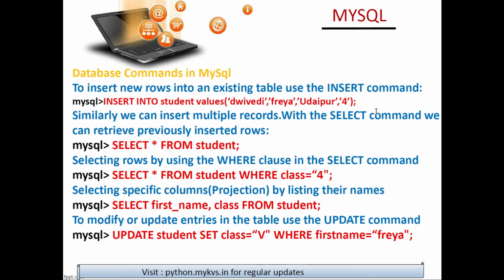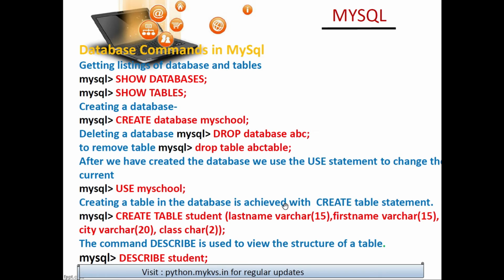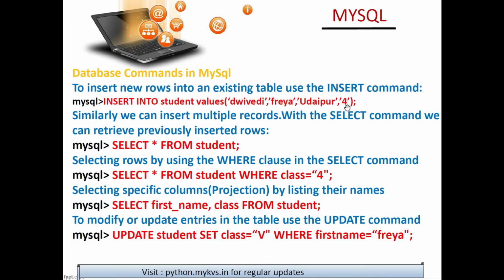Why is it given in single quotes? Because you have taken the data type as either varchar or char. Okay, so what is happening? Whenever you are storing string data, you have to give it in single quotes. That is why it has been taken in single quotes. Even though 4 is a number, here it is being considered as a character. That's why it has also been taken in single quotes.